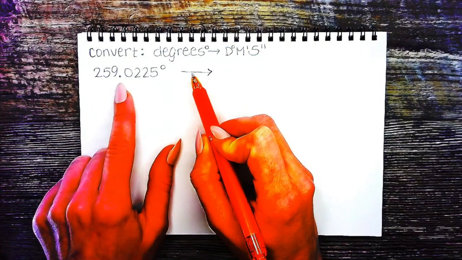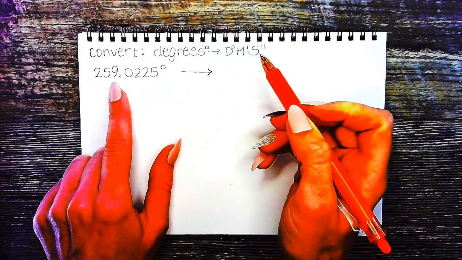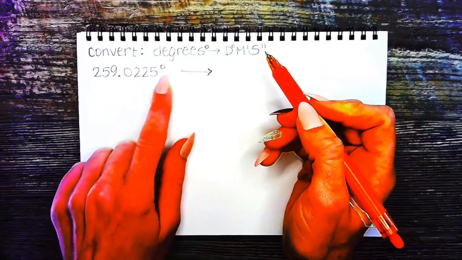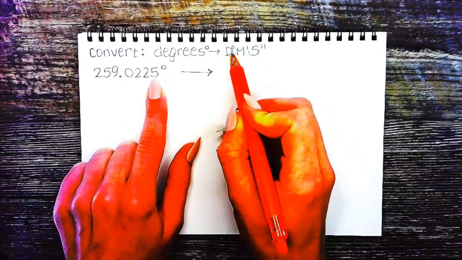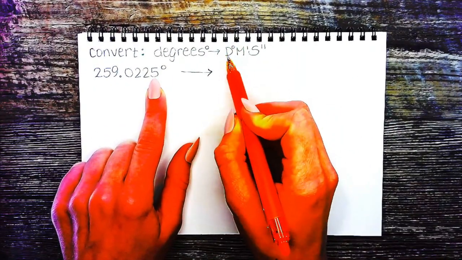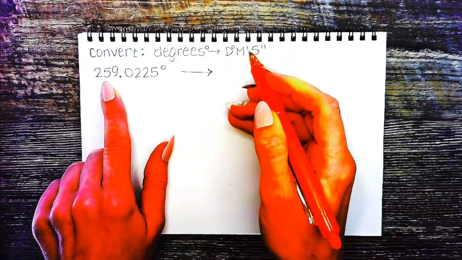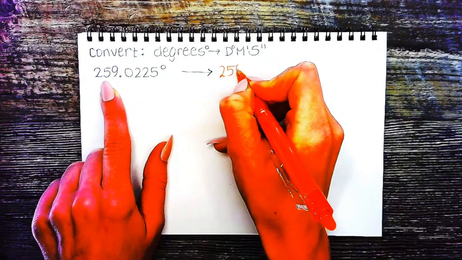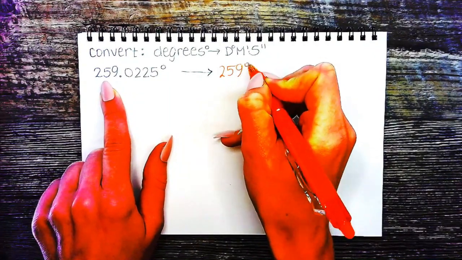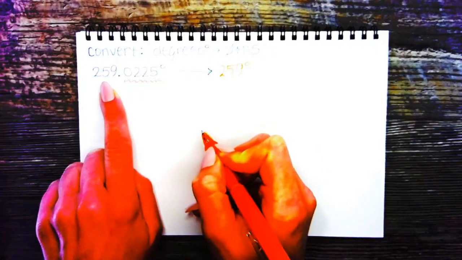This is an exact question off of your homework assignment. If you have 259.0225 decimal degrees and you want to convert to degrees, minutes, seconds, you already have one of the 3 parts done. We already know how many degrees we're working with. The number of degrees is 259. The minutes and seconds come from the decimal portion of the decimal degree.